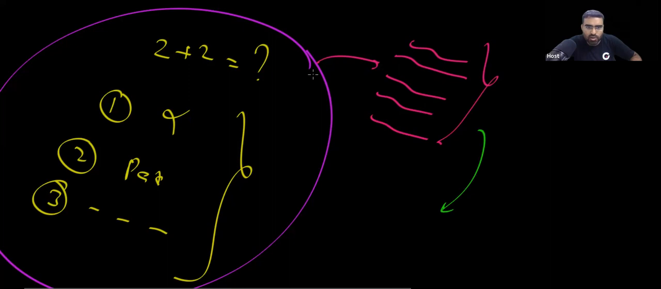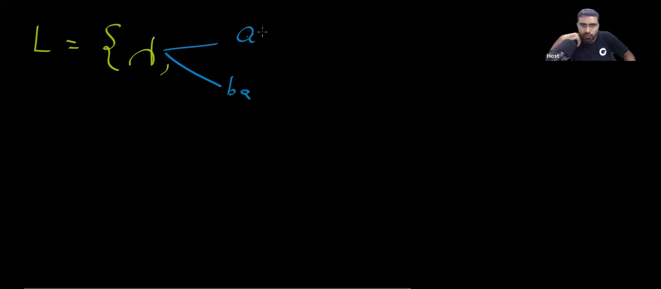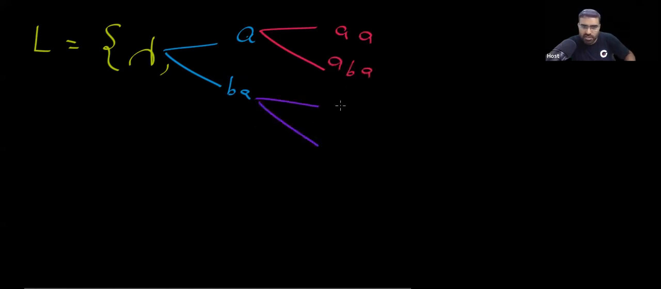Shivam is asking how we got the recurrence relation. See, Shivam, this was your language. You have an empty string and then you can create two more strings. You can add a at the end, or you can add ba at the end. Similarly, from here also you can create two more strings. You can add a at the end, or you can add ba at the end. Like this you can keep creating.